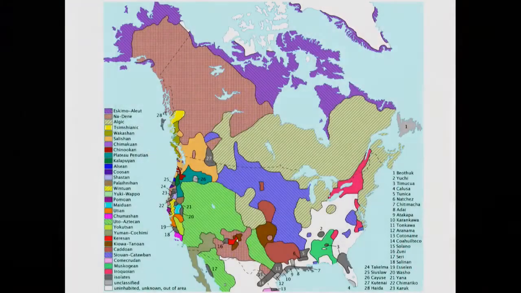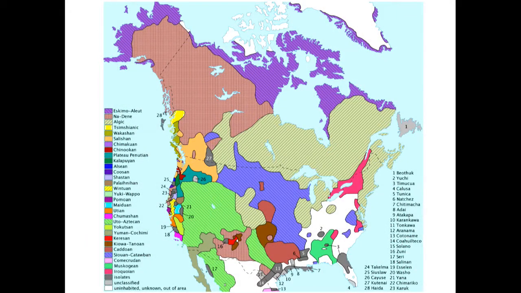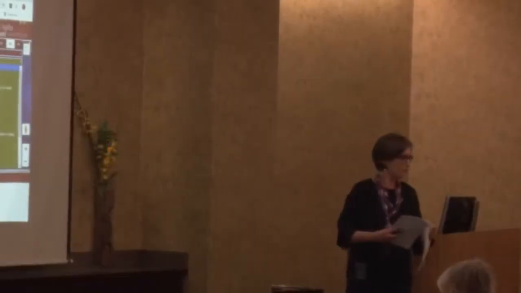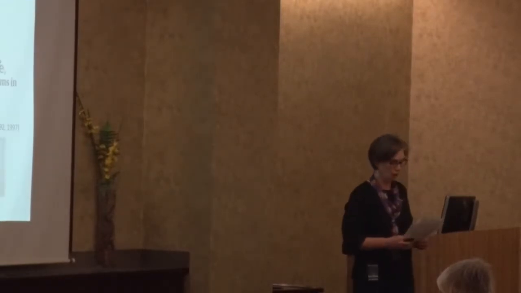On this slide, you see a map of the language families spoken in North America. Pretty astounding variety, 12 distinct language families in Canada alone. Blackfoot belongs to a family that we call Algonquian.